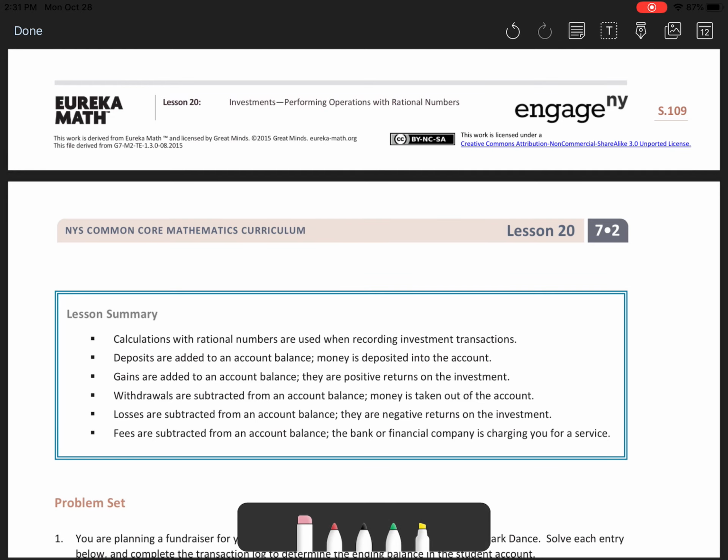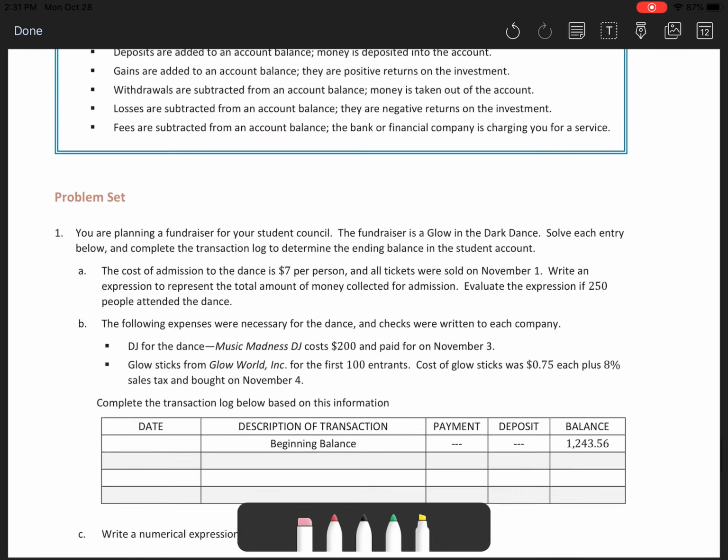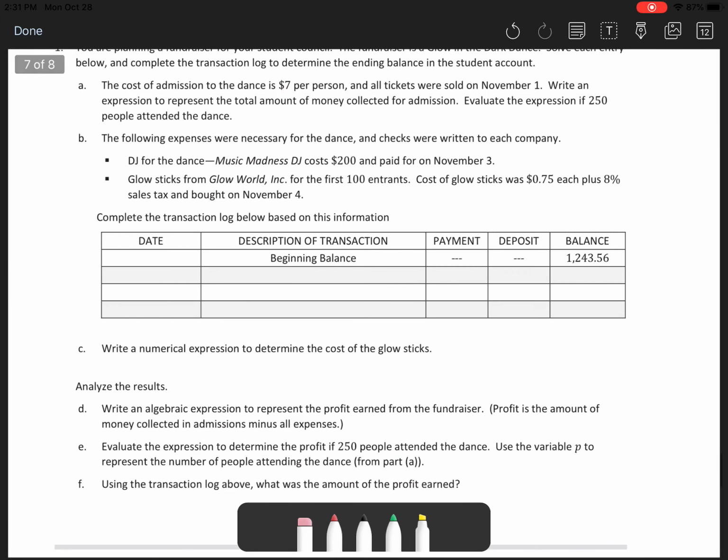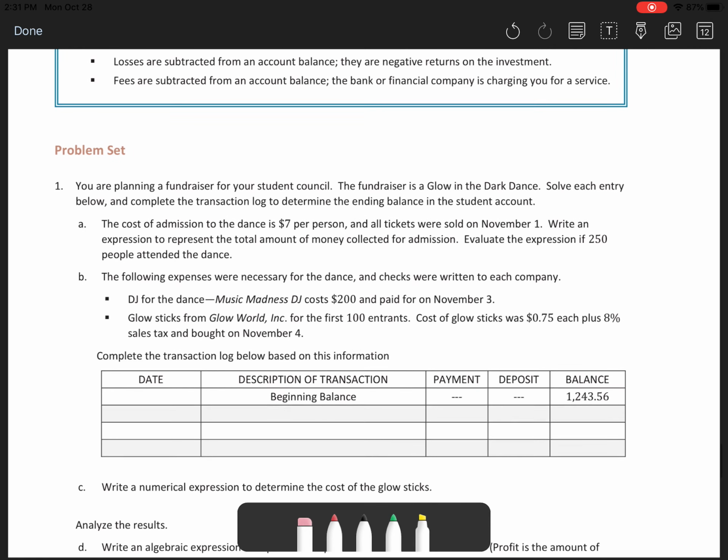So I want you now to try some of these problem set questions. Do as many as you can. Once you complete these, you will be ready for what you need to do next. Again, raise your hand if you have any questions, and we'll go on to the next thing.